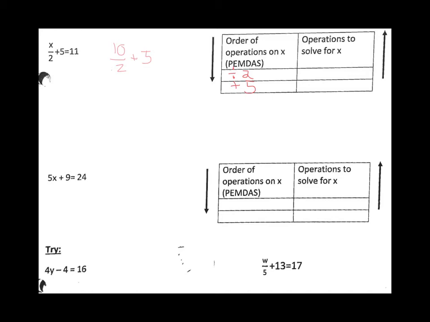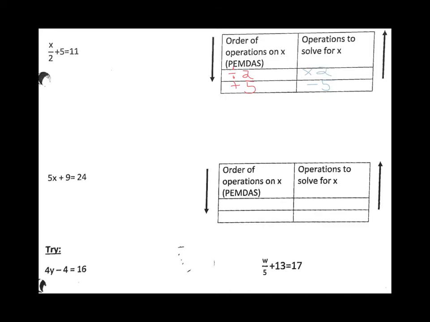But we are solving, and when we solve, we work through reverse order of operations. We work backwards using our inverse operations. So to undo the plus 5, we need to use the inverse operation of subtracting 5. And to undo the division by 2, we need to multiply by 2.